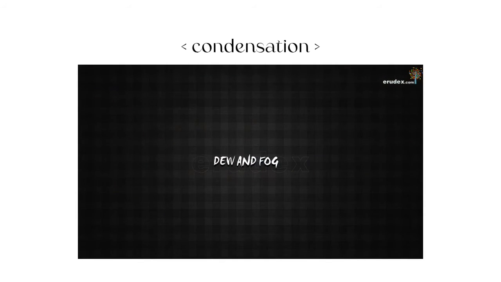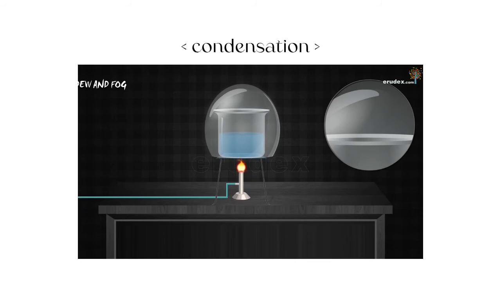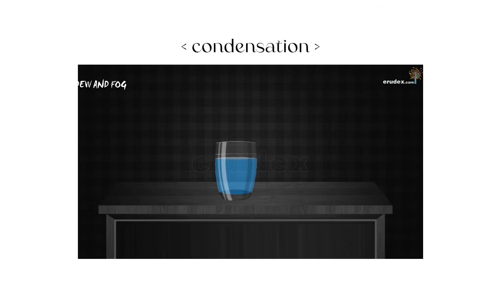Dew and fog. Condensation is the process by which gas converts itself into liquids. Condensation results in the formation of dew. Dew is the condensed water vapor in the form of water droplets on the surfaces which are smooth and exposed to the environment.